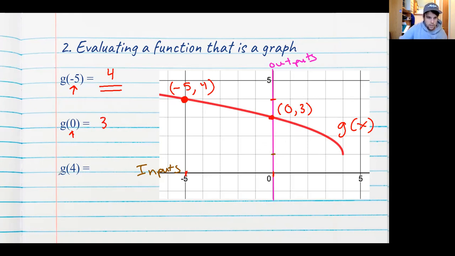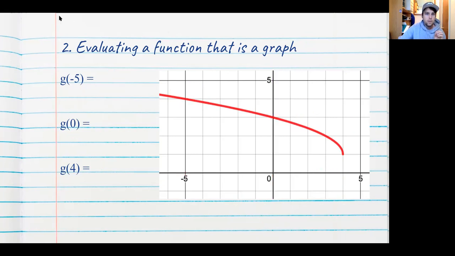And then our last one, g of 4, and 4 is our input. So 1, 2, 3, 4 is our input. Here's the point on our graph that has a coordinate of 4 for input, and its output here is 1. We have to go up 1. So the output is 1. This is a little bit trickier, a little bit more difficult. Okay, I'm going to go ahead and clear this screen, move on to another one that you guys can practice.